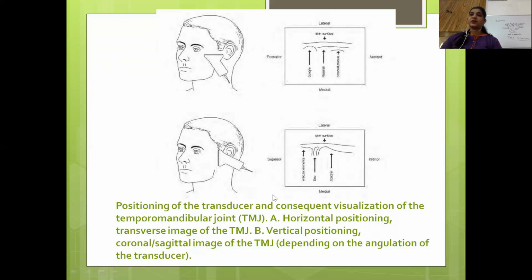So this is the transducer and the consequent visualization of the temporomandibular joint. A horizontal positioning gives a transverse image of the TMJ, and a vertical positioning gives the coronal sagittal image of the TMJ, depending on the angulation of the transducer. This is the medial side, this is the posterior, this is the anterior, and this is the skin. Over here we can see the condyle, the masseter muscle, and the coronoid process. So a horizontal positioning is advised to take the transducer and view the images.